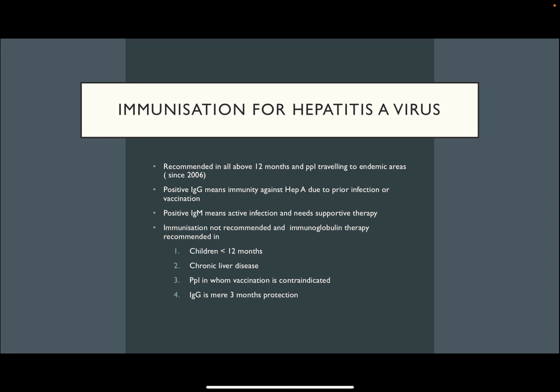Now, immunization for hepatitis A virus. It is recommended since 2006 in all children who are older than 12 months and also people who are traveling to endemic areas. However, if somebody is less than 12 months old or has chronic liver disease, then in these people you would rather go for immunoglobulin treatment instead of vaccination, and that gives just a mere 3 months of protection. So by this we know that vaccination is way more superior to immunoglobulin therapy.